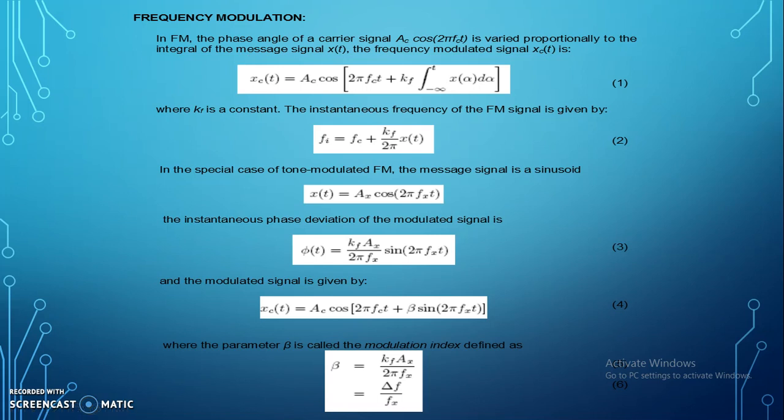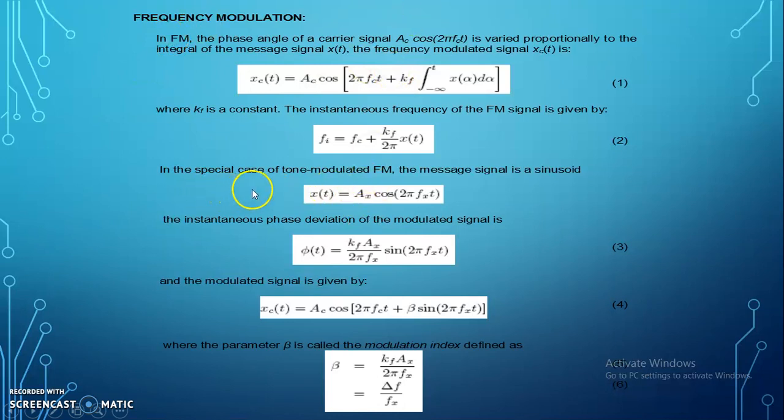In FM or frequency modulation, the phase angle of the carrier signal, which is Ac cos 2 pi fc t, is varied proportionally to the integral of the message signal, that is x of t. The frequency modulated signal is xc of t, which is given by this formula here. The kf is a constant, which is the instantaneous frequency of the FM signal, and which is given by the formula here.